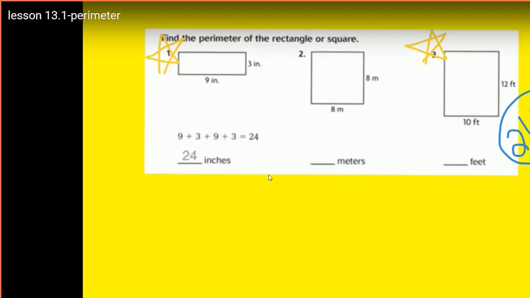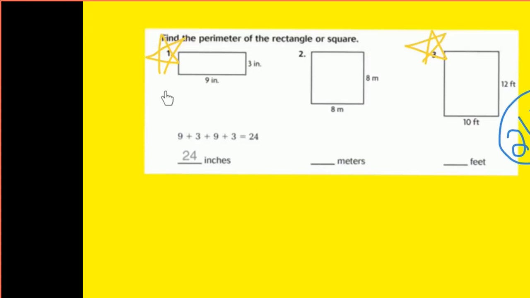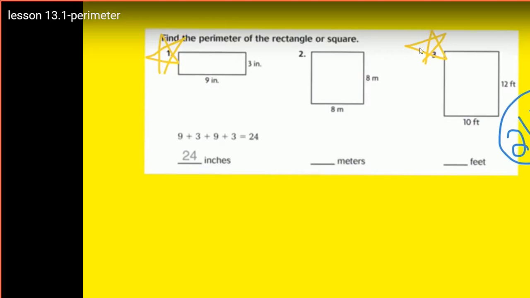If you take a look at number 1, it is already done for us, but let's see how they got their answer. 9 plus 3 plus 9 plus 3 equals 24. Yes, thank you, Saad. This is right. It's completely right, which is we will add 8, how many times? 4 times. 8 plus 8 plus 8 plus 8 to find out the perimeter for any square or this square.